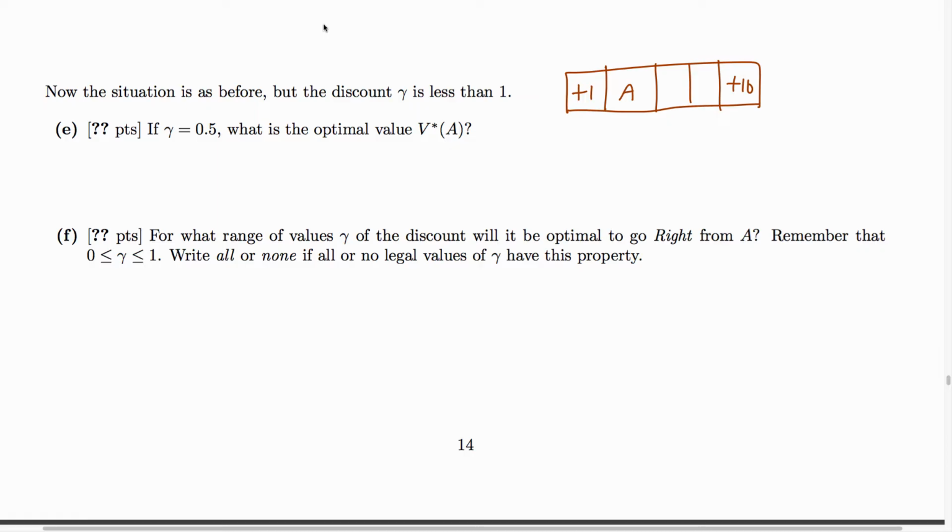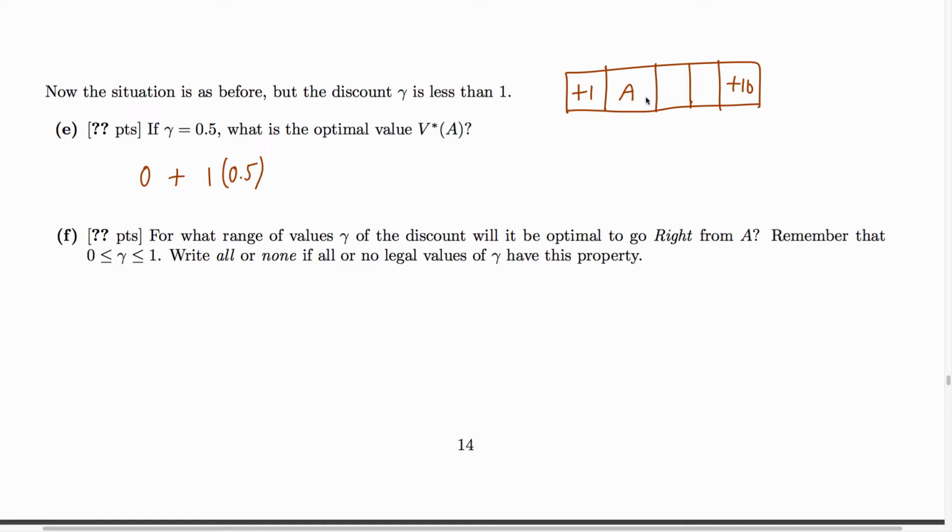Okay, so I've redrawn the grid here just so we all remember what it looks like. So now we're going to assume that the discount rate is 0.5. So that means that at every step you make, the rewards get decreased by a factor of 0.5. So if that's the case, what's the optimal value? Well, there's only 2 things you can do, right? So I can come here and then grab the 1. So that's going to give me 0 to get here with no discount. And then I'm going to get the 1, and that 1 is going to be discounted just once.